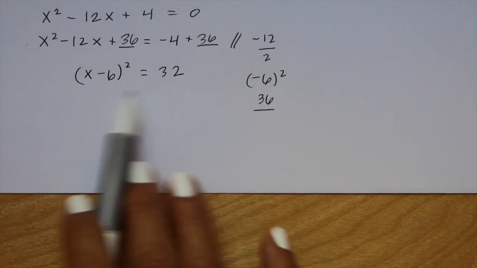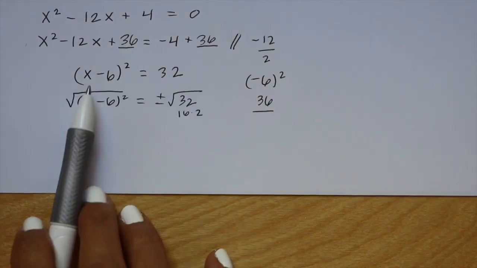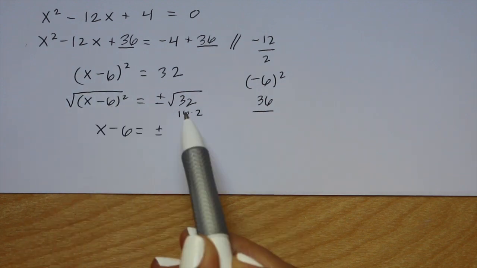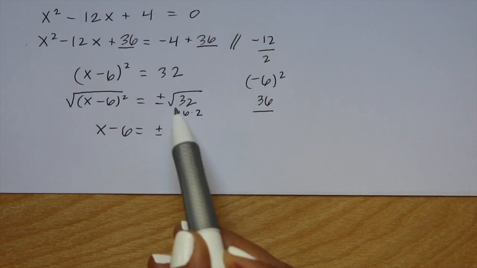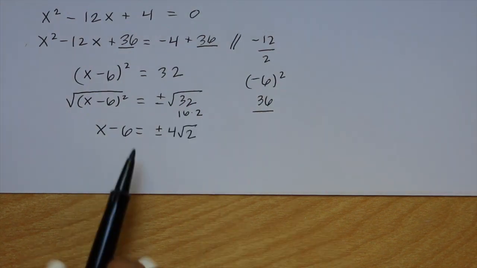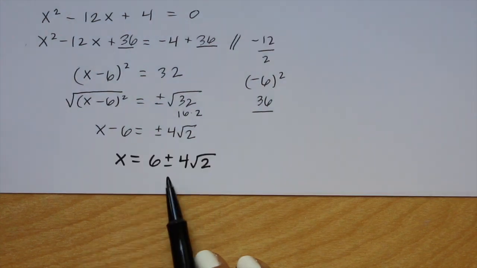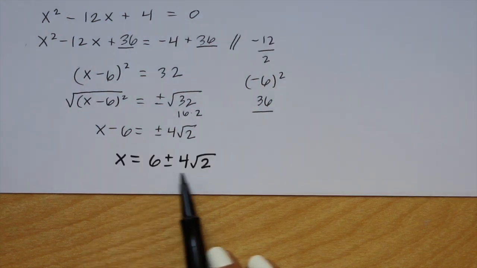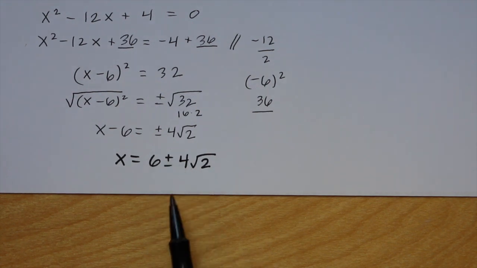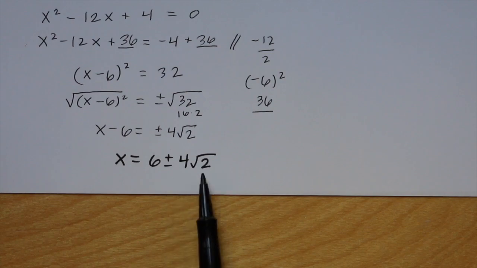And now to finish this, we're going to square root both sides. Okay, the square root and the square, they cancel out, so you just have x minus 6. 32 is 16 times 2. The square root of 16 is 4. So we get 4 root 2. Finally, we're going to add the 6 over. So our final answer is 6 plus or minus 4 root 2. And remember, this represents two answers. One answer is 6 plus 4 root 2, and the other answer is 6 minus 4 root 2.